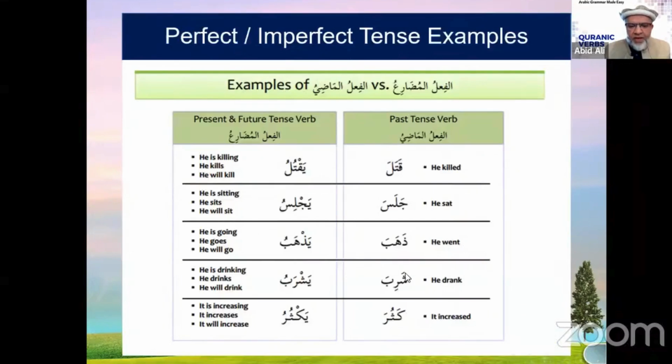Similarly, when we had shariba, over here the ain letter changes from fatha to kasra. Agree? Now, what happened to the mudare? Yashrabu, and there is a fatha on the ain letter. Weird, huh? And then kathura, and we had yakthuru. So there is a dhamma on the ain letter, and there is a dhamma on the ain letter.